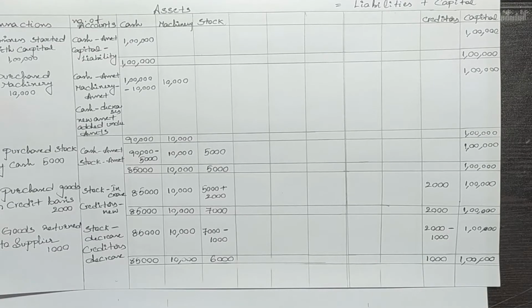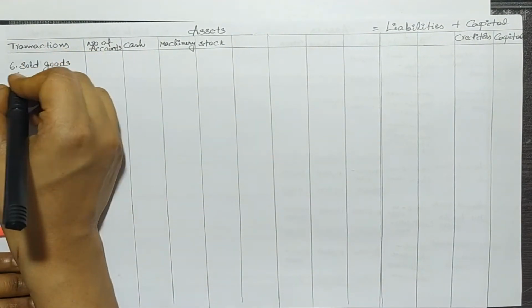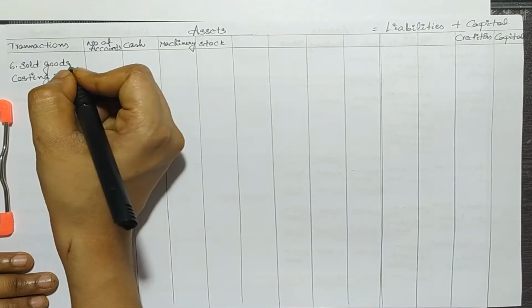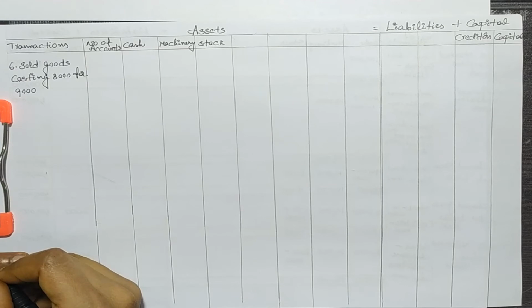Asset side total is 1,01,000 and liability side total is 1,01,000. Both the sides totals are matching with each other. Our next transaction is sold goods costing 3,000 for 9,000.